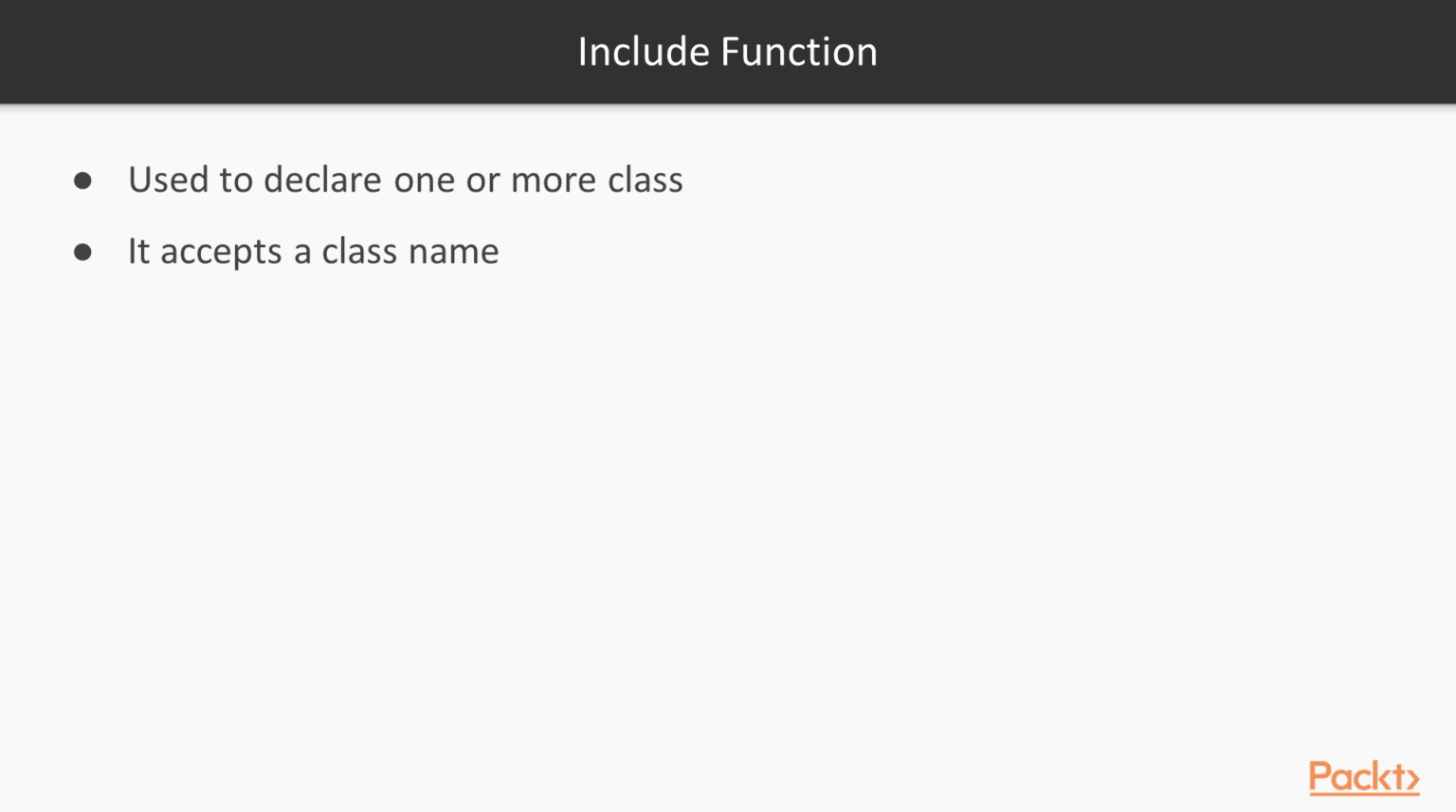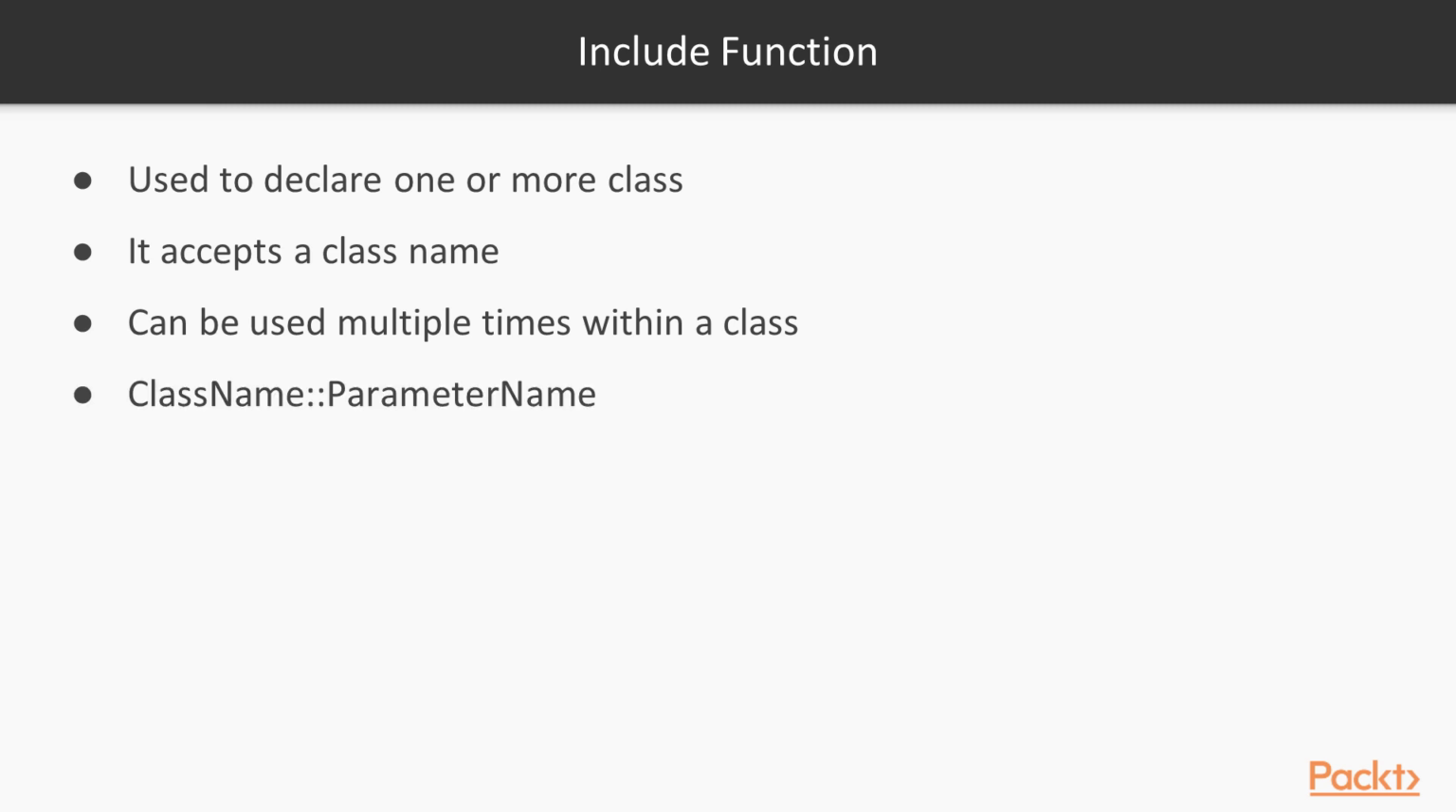So basically, this is the way it works. The include function accepts a class name, a list of classes, or a comma-separated list of class names. Now, one thing that you have to keep in mind while you're using an include statement is you can use it multiple times within a class, but it has a limitation of including a single class once and only once. So if the included class accepts a parameter or multiple parameters, the include function has to automatically look up the values for them using the syntax of class name::parameter name as a specific lookup key.